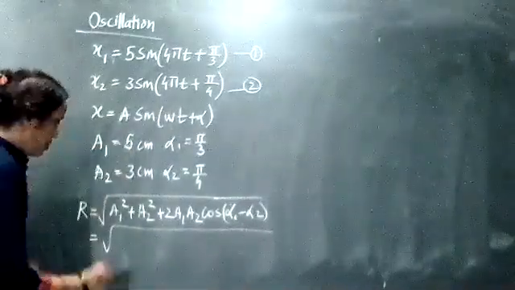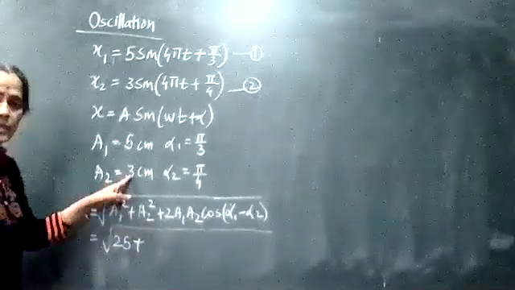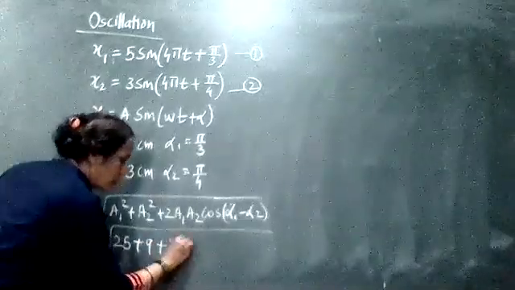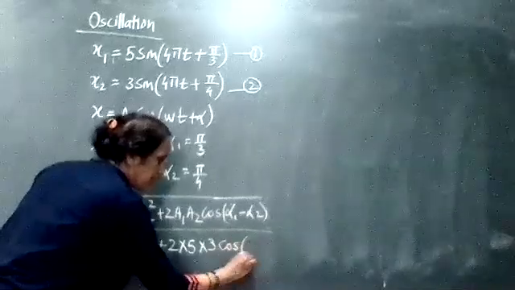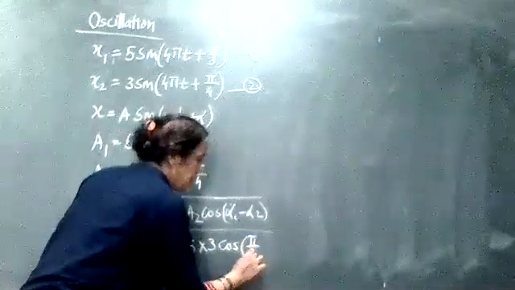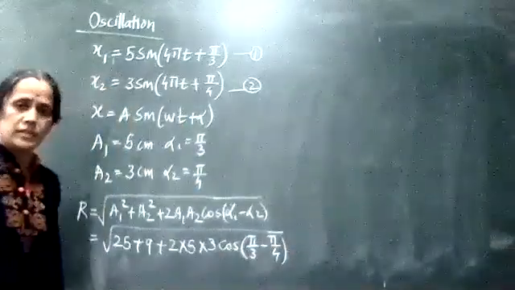A1 is what? 5. So 5 square is 25 plus A2. A2 is what here? 3. 3 square is 9 plus 2. Again A1 is 5, A2 is 3, cos of, in bracket, alpha 1 is 5 pi by 3. Alpha 2 is 5 pi by 4. All values are the same.